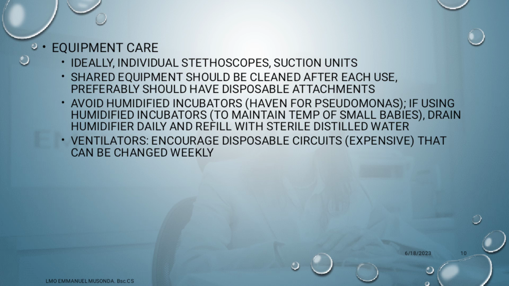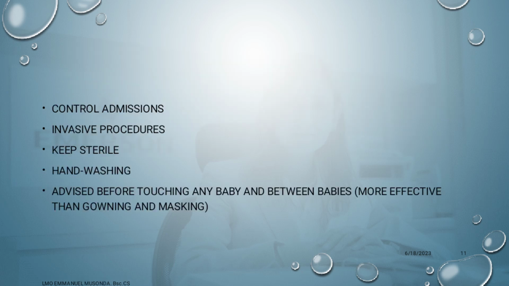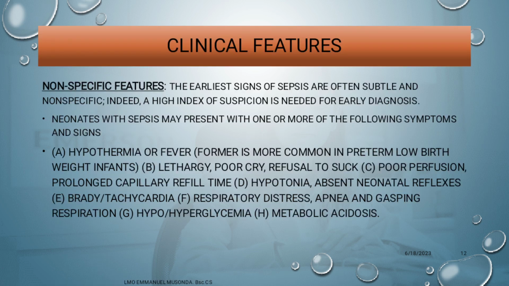water. Then ventilators: we encourage disposable circuits, which may be expensive, that can be changed weekly, otherwise, but this is expensive, but it works. Okay. Then other types of prevention: we can have control of admissions, invasive procedures, keep sterile. Hand washing is advised before touching any baby and between babies, more effective than gowning and masking. So this is part of the prevention measures.